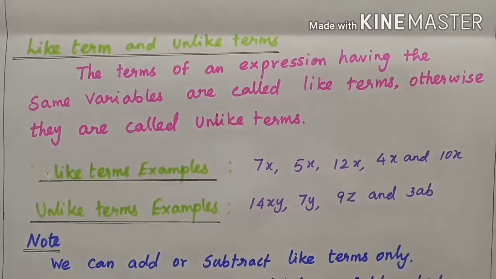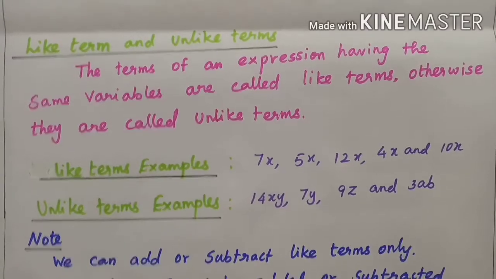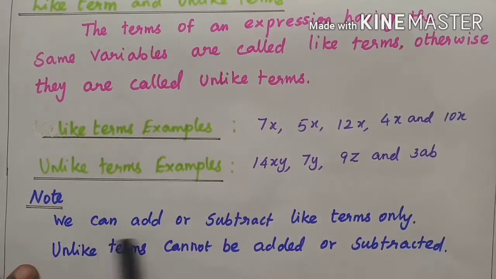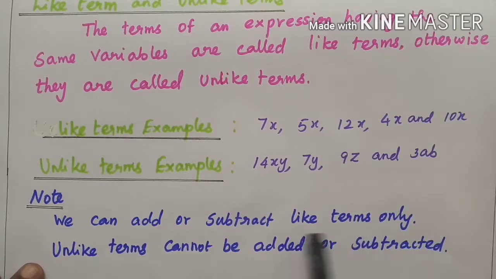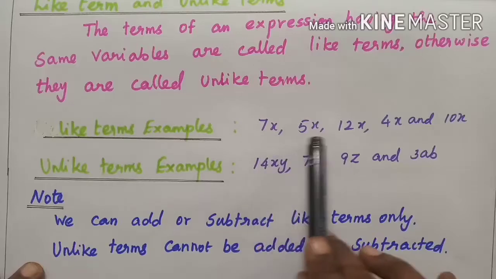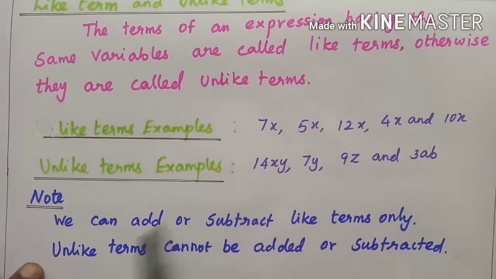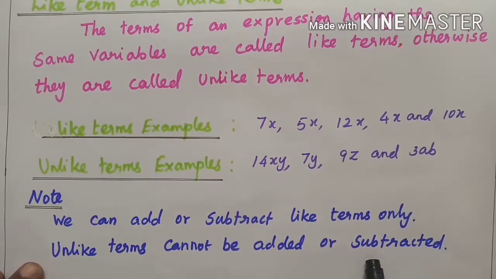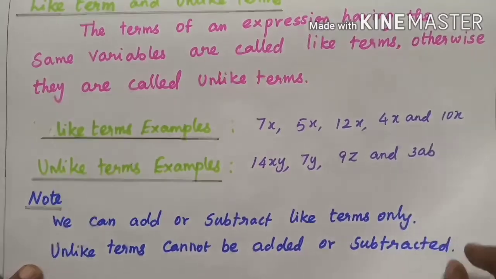Right. Why are we talking about these things? This is very, very important: like terms and unlike terms. We can add or subtract only like terms. Am I clear? Only like terms can be added or subtracted. Unlike terms cannot be added or subtracted. Am I clear? Right.